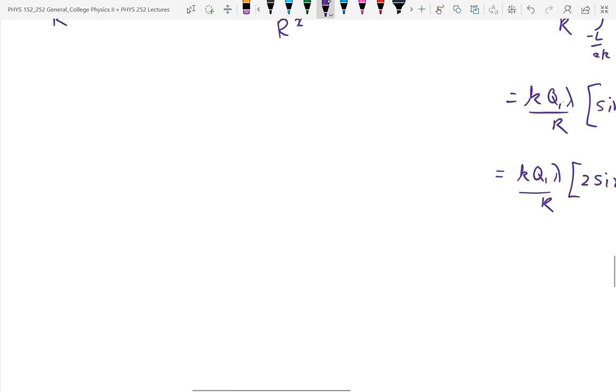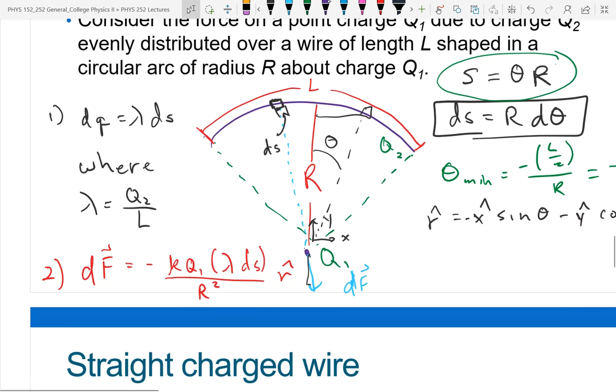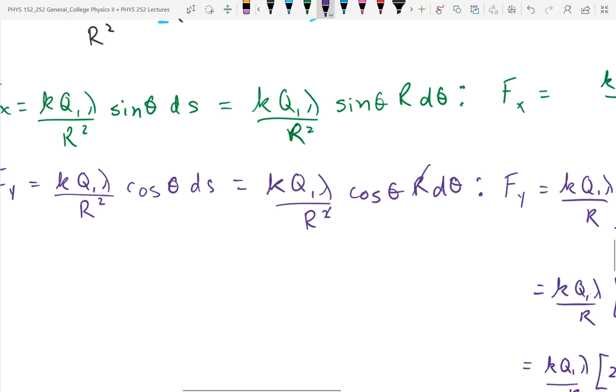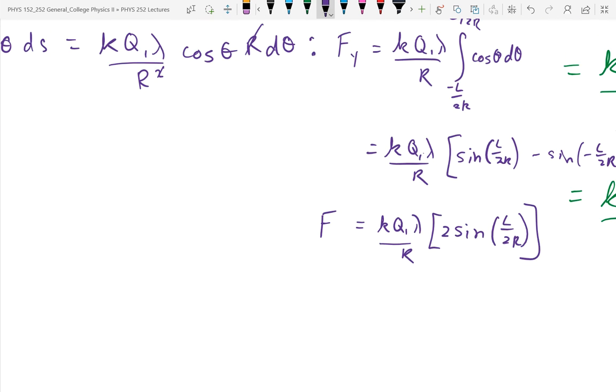Now let's look back at our geometry. Can we figure out what sine of L over 2r is without doing much work? Sine is going to be the opposite over hypotenuse. And yeah, pretty much no. So I'm just going to leave my answer at this.